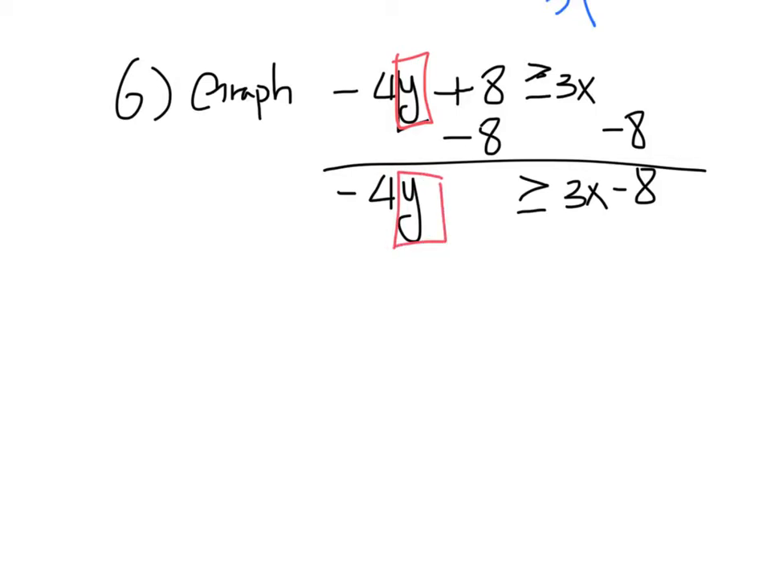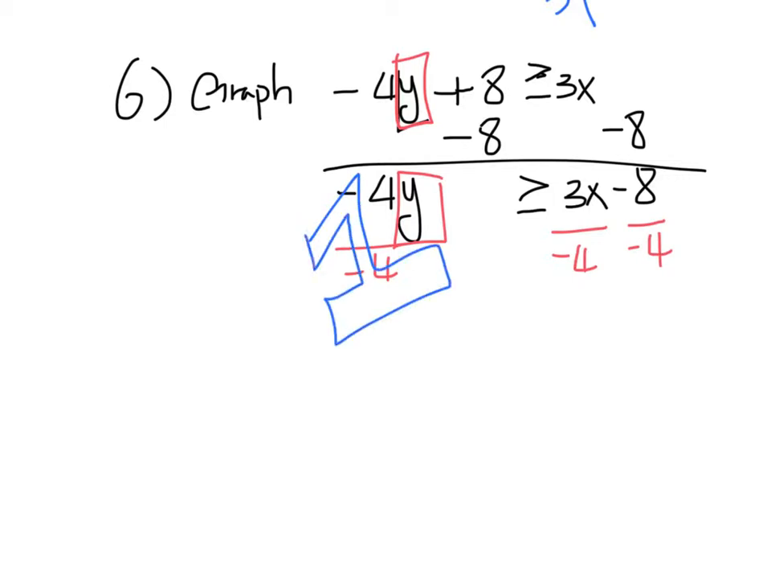So we have to divide everything by -4. And so we talked about this. When we divide everything by -4, this becomes a big fat 1. So I'm left with y. And then I have to change the symbol because we're dividing, MCG, right, by a negative number.